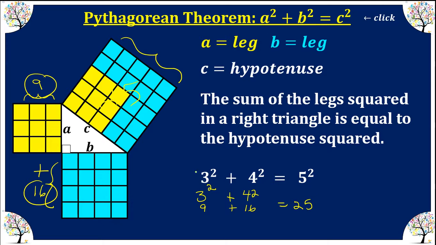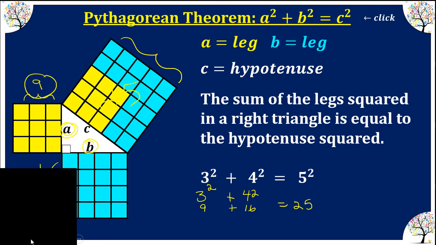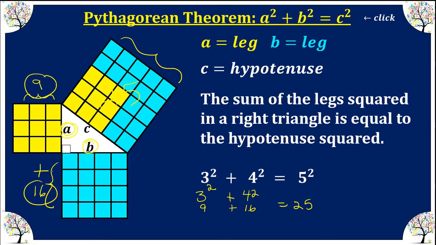So that is what the theorem says. You take a leg and square it. You take another leg and square it, and you add those two squares together, and it will give you the area of C squared, the hypotenuse squared. So we have 9 plus 16 gives us 25.